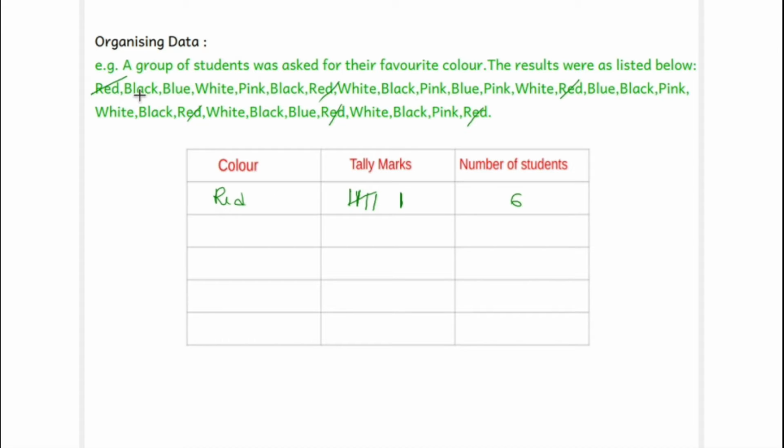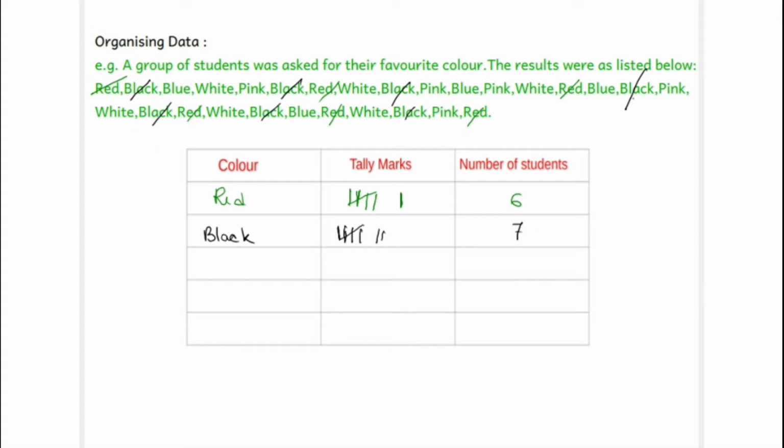Next is black color, so we will write black, and now we do the tally markings. For one black we mark 1, then the second, third, fourth, and for the 5th one we just cross it, then 6 and 7. So 5 plus 2, 7.